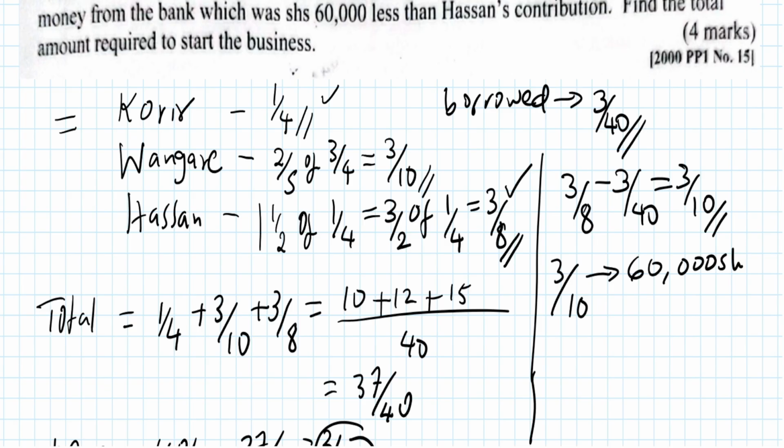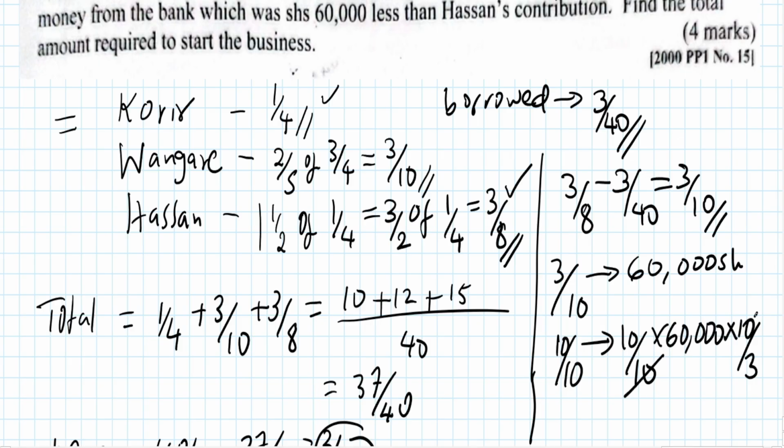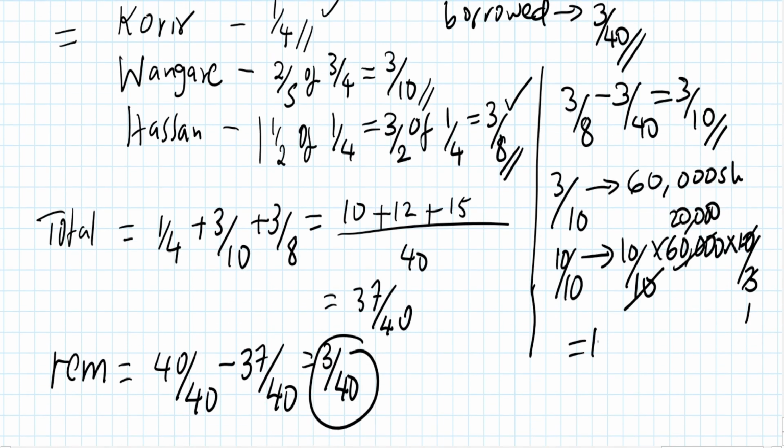So then you ask yourself, kwa sababu umeuliza total amount, how do I get 10/10? So basically utachukua 10/10 times 60,000 shillings times 10/3. 10 na 10 ita cancel, 3 goes into 60 mara 20, 20. So 20,000 times 10 is going to give you 200,000 shillings. As simple as that, and that is your answer.